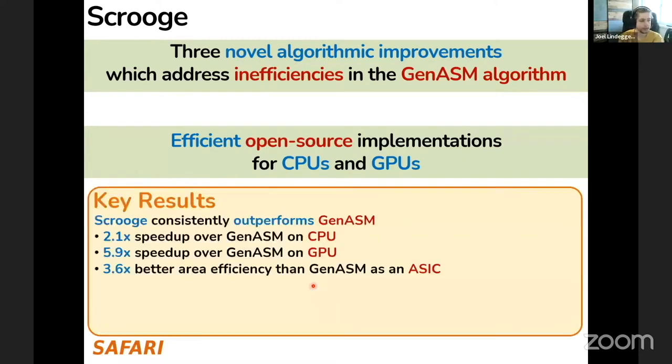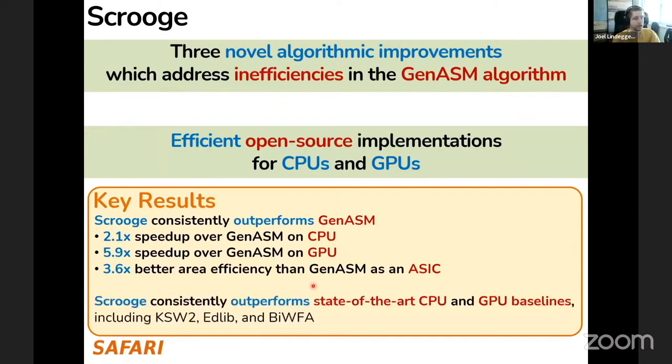In particular, Scrooge consistently outperforms GenASM on CPU, GPU, and ASIC by some 2.1 to 5.9x, depending on the hardware. And Scrooge also outperforms state-of-the-art CPU and GPU baselines, including KSW2, EDLib, and BiWFA.